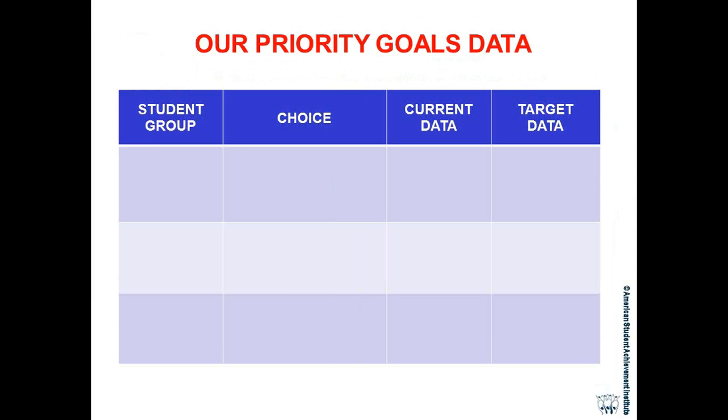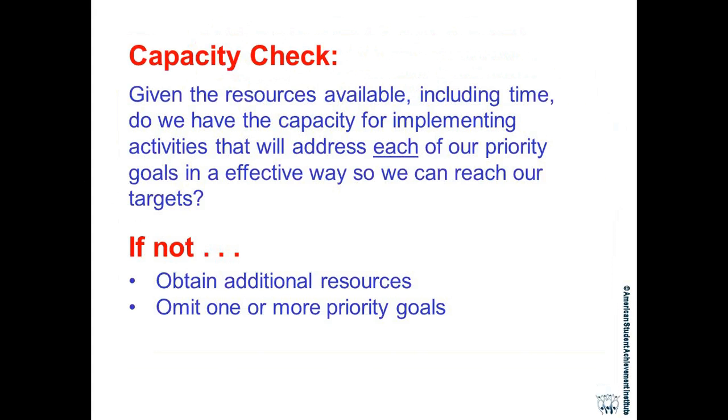So here's just some examples. Here's some elementary examples. Student group is kindergartners. We want them to have fewer than 10 absences per year. Our current data is 87%, and our target data is 95%. Middle school example, we want our 7th graders to choose to take a career interest inventory. Our current data is 20%, and we want that one to be 100%. We want every kid in the building to do it. We want to nail it next year so that can happen. So we're setting that target.